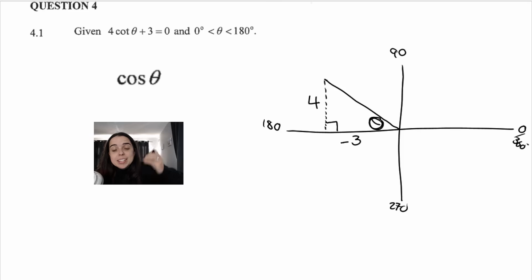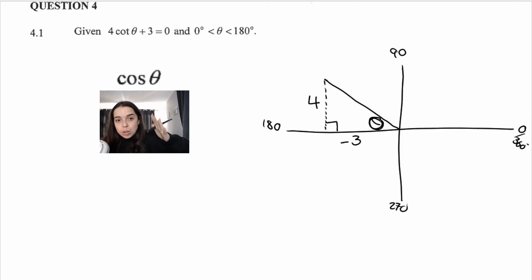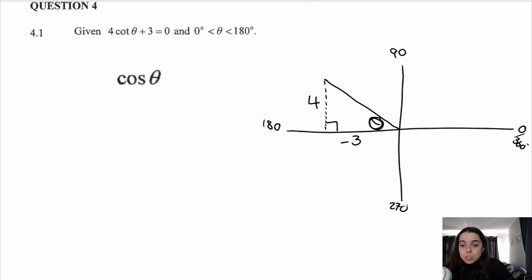My first one is I have to find the value of cos theta. Now, cos, as you should know, is equal to adjacent over hypotenuse. Here's my theta. What is adjacent to my theta? -3. What is the hypotenuse of this triangle? We don't know the hypotenuse, but what can I do in order to find it? I hope you're saying Pythagoras.